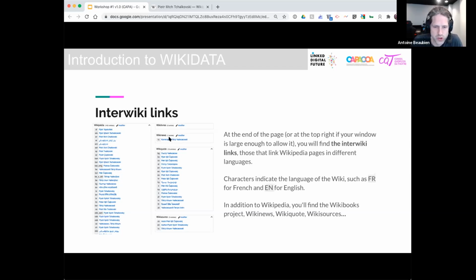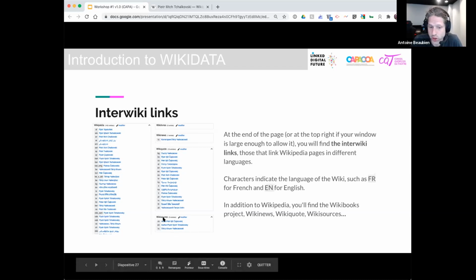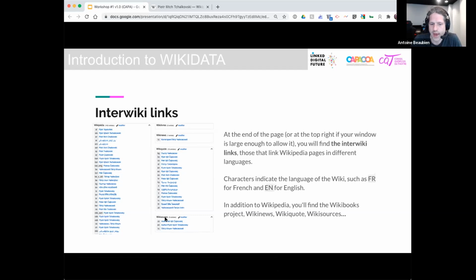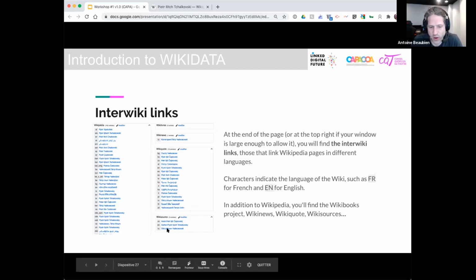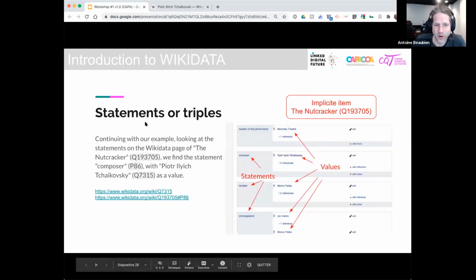There's also Wikinews, which has articles. So you see in Russian, there was an article about Tchaikovsky. There's also the project Wikiquote, so now we see he's present in more languages. There's also Wikisource, which is taking old books and transforming them into a numerical object or numerical presence. So we see that there are a few old books in either Russian or English about Tchaikovsky. So that's the Interwiki. Now the triples or statements.